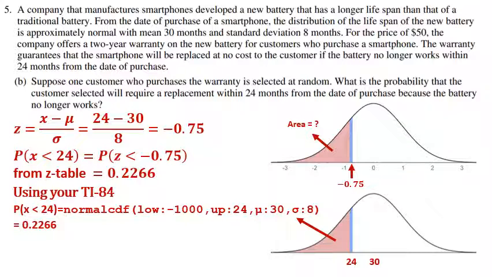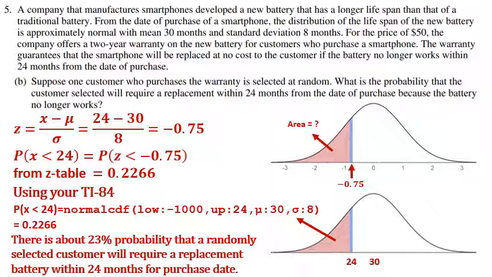And again, we would simply use the normal CDF this time. We would look at a very low number for the lower bound, the upper value of 24, and put in the mean and the standard deviation. Again, that gives us 22.66. Probably good, since they're asking us for a probability, to go ahead and answer the question in a full sentence. All right, so there's about 23% probability that the randomly selected customer will require a replacement battery within 24 months of the purchase date.